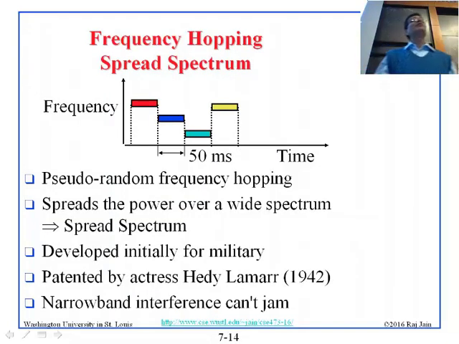All right, there is one more method of spreading frequencies for CDMA which is not discussed in the book. And that is more common. I was really shocked to see that it is not in the book. So I've added it. Please listen carefully. This method is called frequency hopping spread spectrum.